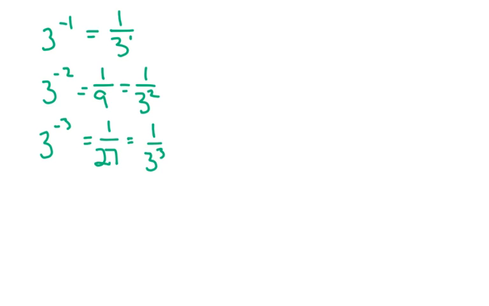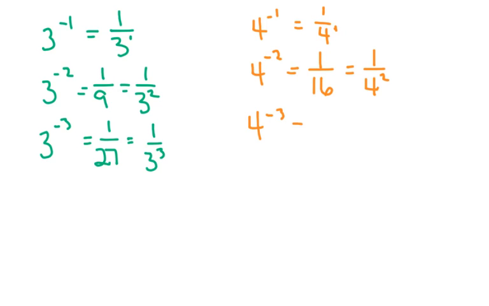If we do powers of 4, 4 to the negative 1 was 1/4, which is the same as 1/4 to the 1st. 4 to the negative 2 we said was 1/16, which we can write as 1/4 squared. 4 to the negative 3rd is 1/64, which we can write as 1/4 to the 3rd.